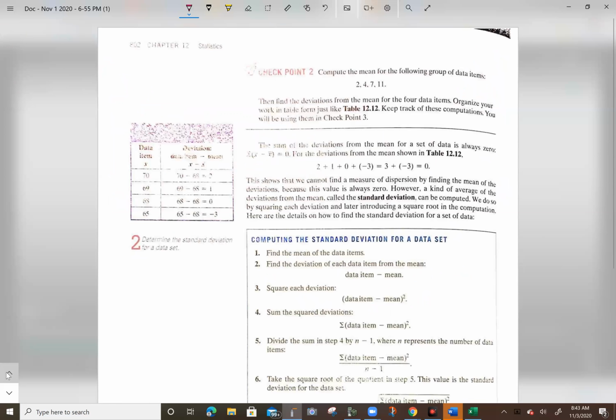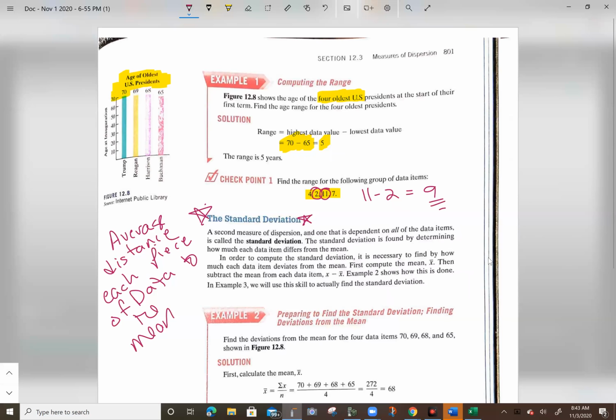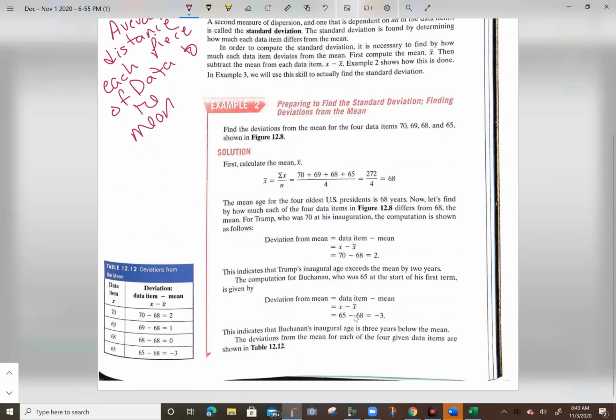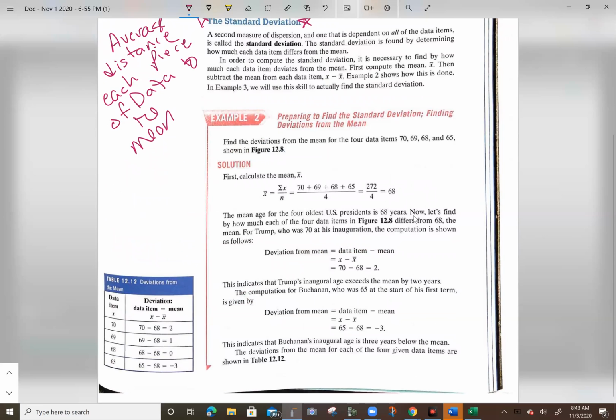The book goes into how to find that by hand. Like I said, I don't expect you to memorize how to do that, but I am going to go through it. So the first thing you do is you find the mean. The mean is, in my metaphor, the mean would be the school.